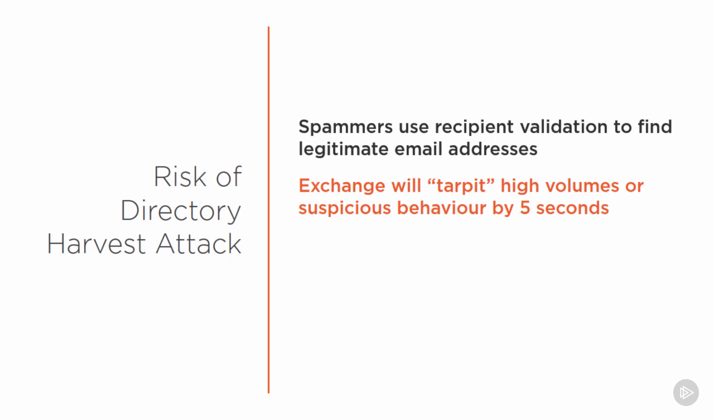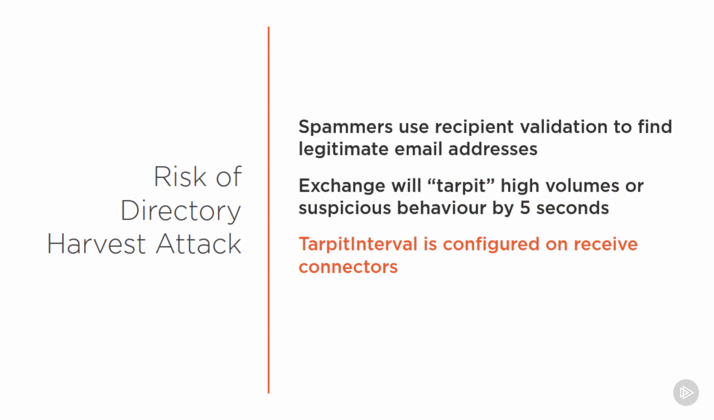To address that risk, Exchange will tar pit any high volumes or suspicious behavior by an interval of 5 seconds. So if a spammer is hammering your Edge Transport server with lots of these connections that are designed to harvest your directory, Exchange will recognize that and it will slow them down by waiting 5 seconds for each response. You can configure the tar pit interval on your receive connectors by using the Set-ReceiveConnector cmdlet. Generally, you can leave it at 5 seconds. That's a good value, but if you're getting completely hammered by these types of attacks, maybe you can increase it as well. And just also keep in mind that connection filtering will also help prevent those SMTP connection attempts.